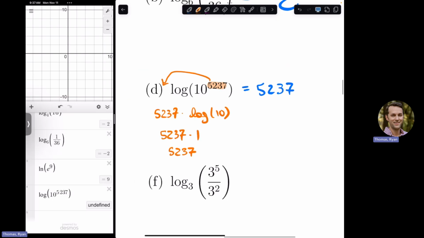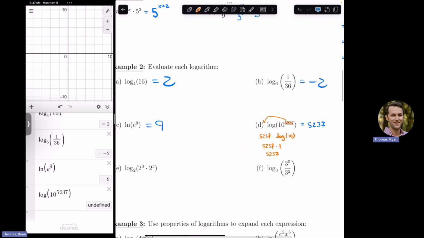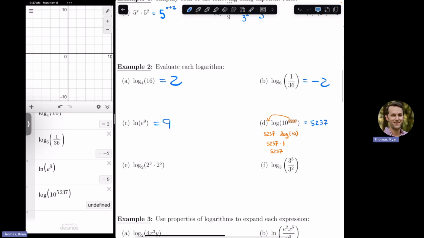The same thing's true with these others that we've looked at, even when we could do it directly. The log base 4 of 16, well, 16 is 4 squared, right? And what the log base 4 answers for us is how many 4s are in 4 squared? Well, how many 4s are in 4 squared? 2. 1 over 36 is 6 to the minus 2. How many 6s are in 6 to the minus 2? Negative 2 of them, right?